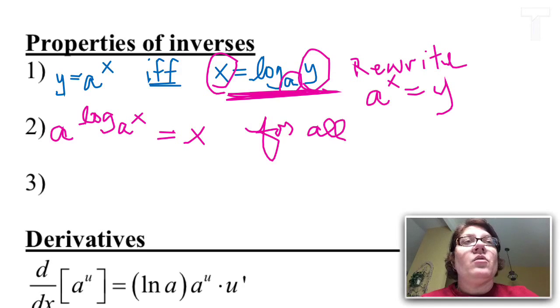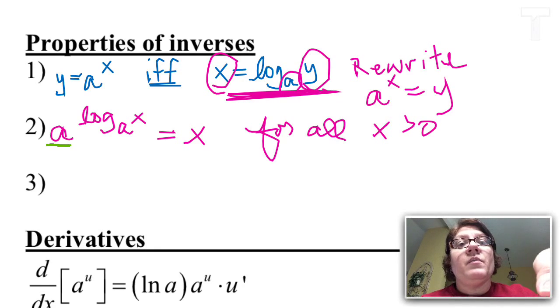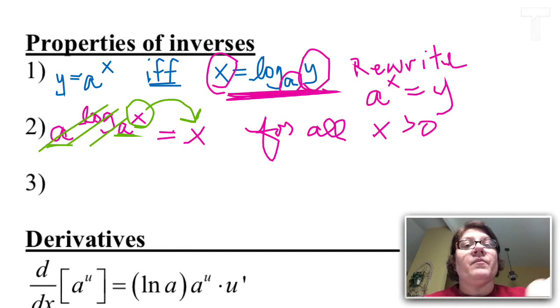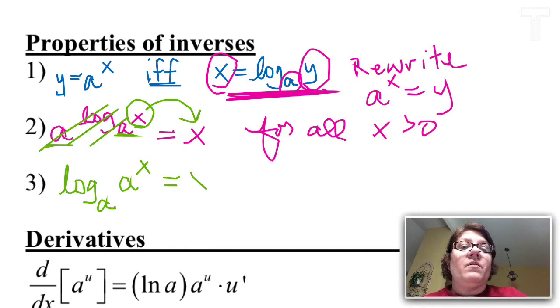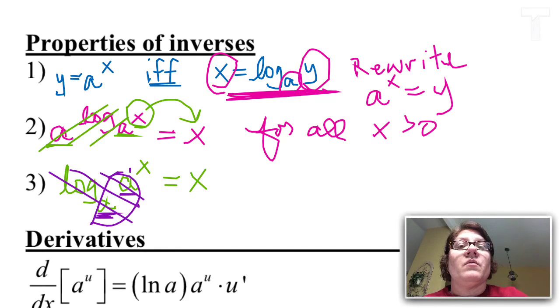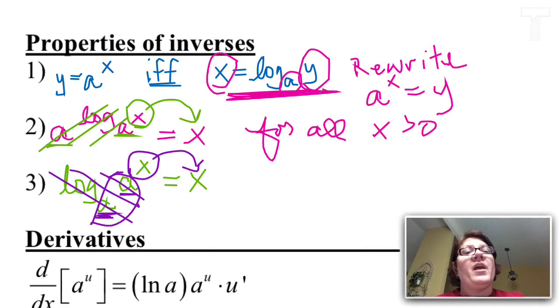Just like natural log and the e base cancel each other out, same thing happens here. If the exponential base and the log base are the same, then all of this stuff undoes each other, and it just leaves x all by itself. And same thing is true if I have it written this way. So if the log base and the exponential base are the same, then all of this cancels out and I just get whatever the exponent is.